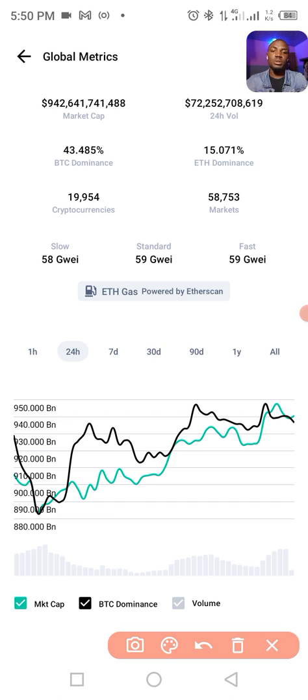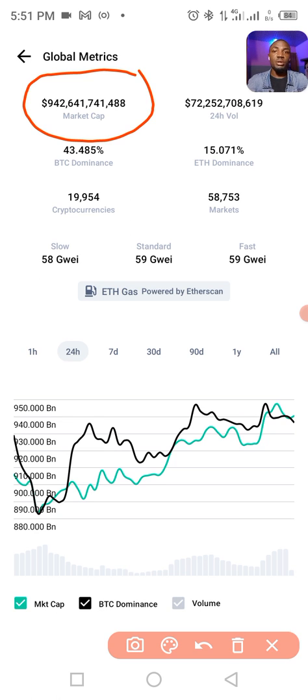In this particular section, you're going to see the market cap of the entire cryptocurrency market. Now, what is the market cap? The market cap just refers to the worth of the entire cryptocurrency market, the whole cryptocurrency we have together. When you put them together, they are worth $942 billion. This fluctuates. Maybe by the time you're watching this video, it might be worth 2 trillion or even more.